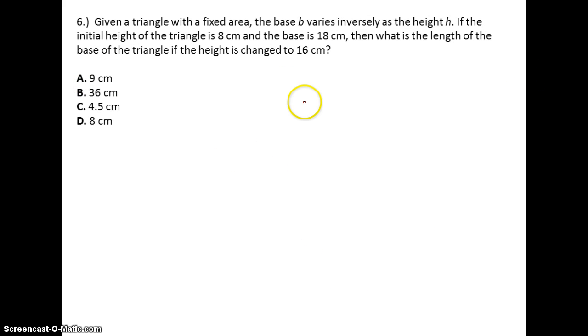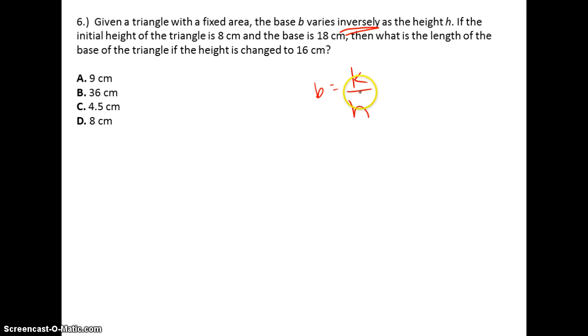Alright, number 6. I apologize for going so quickly, but I've got 15 minutes. So number 6, given a triangle with a fixed area, the base varies inversely as the height. So that means B equals K over H. If the initial height of the triangle is 8 and the base is 18, what is the length of the base of the triangle if the height is changed to 16?